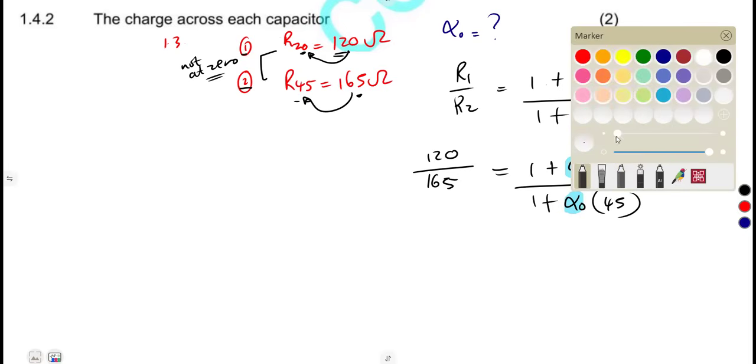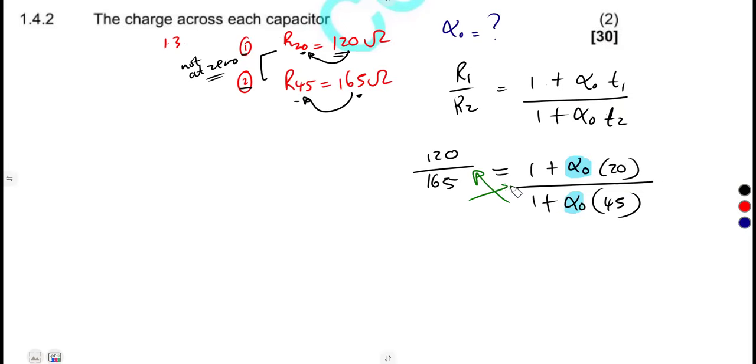So what we can simply do is to cross multiply to get rid of these fractions. 120 times 1, that's 120. 120 times 45 is going to give us 5,400. Then you put the temperature coefficient. This is equal to 165 times 1, that's 165. 165 times 20 is going to give us 3,300. All right, so this is it.